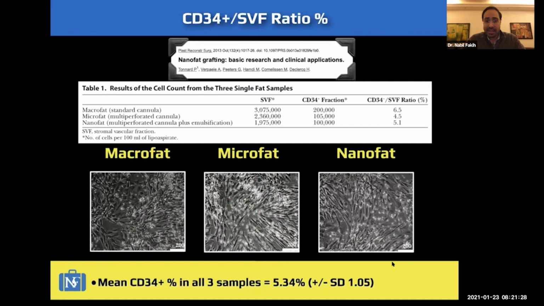And something else regarding this is the percentage from this study. Maybe Patrick Tonnard can explain more about it, but technically he found in this study how much SVF we have, the CD34, and the ratio of CD34 to SVF.